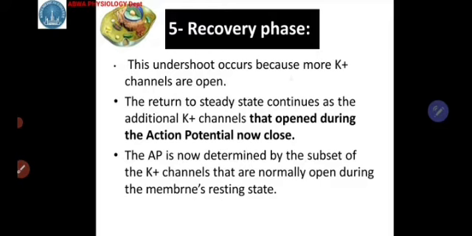The undershoot occurs because more potassium channels open. This is the undershoot, rising, falling, and this one is the undershoot. The return to the steady state continues as the additional potassium channels that opened during the action potential are now closed. The action potential is now determined by the subset of potassium channels that are normally open during the membrane resting state.